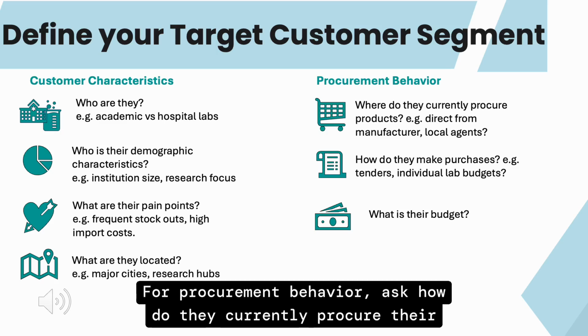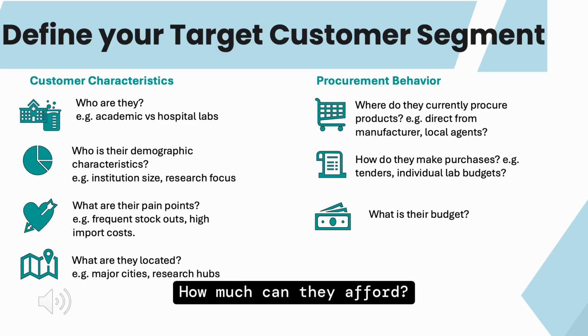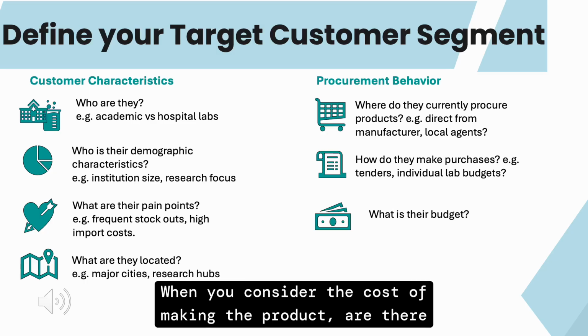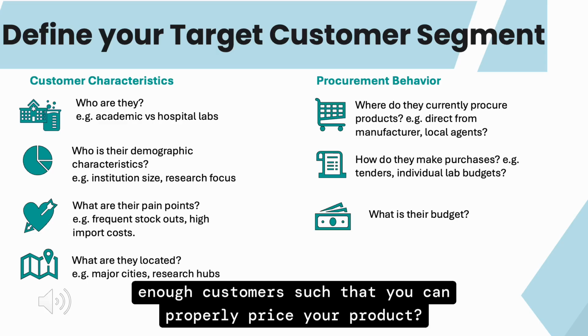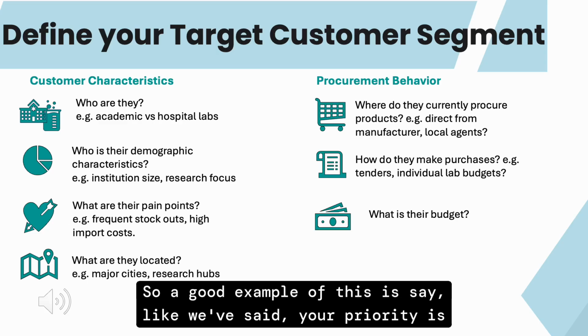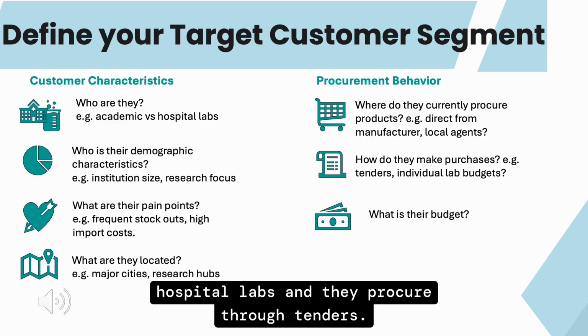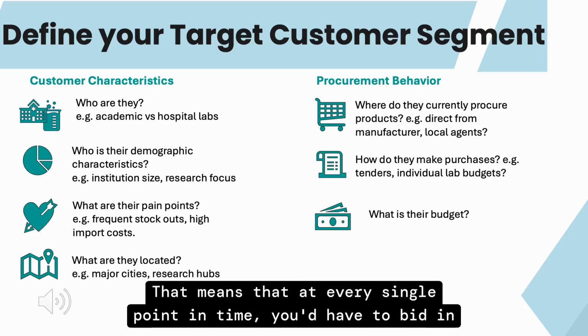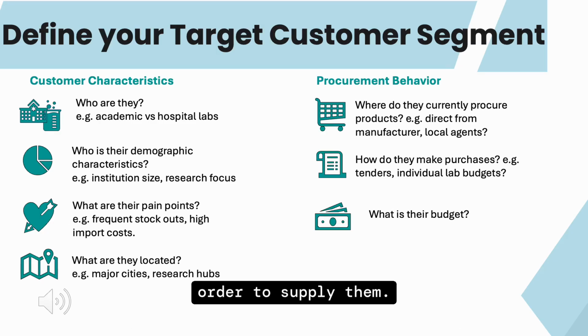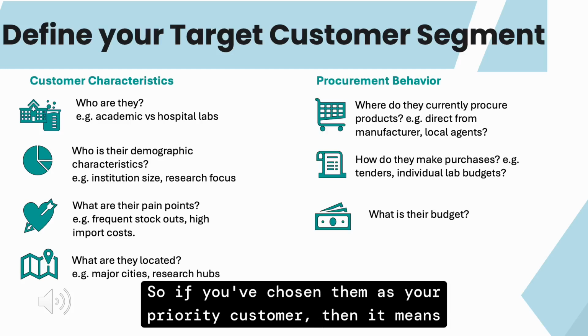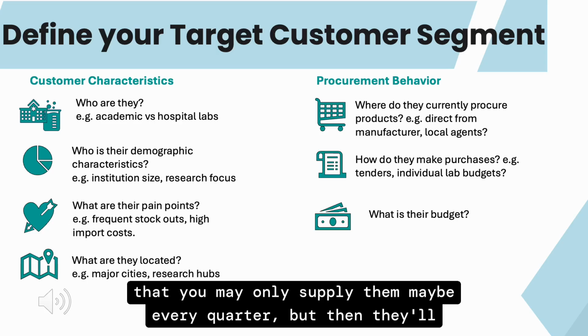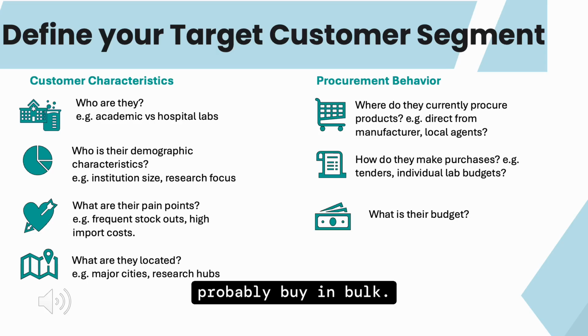For procurement behavior, ask how do they currently procure their reagents? How much can they afford? When you consider the cost of making the product, are there enough customers such that you can properly price your product? So a good example of this is, say, like we've said, your priority is hospital labs and they procure through tenders. That means that at every single point in time, you would have to bid in order to supply them. They probably will not have tenders every month. So if you've chosen them as your priority customer, then it means that you may only supply them maybe every quarter, but then they'll probably buy in bulk.